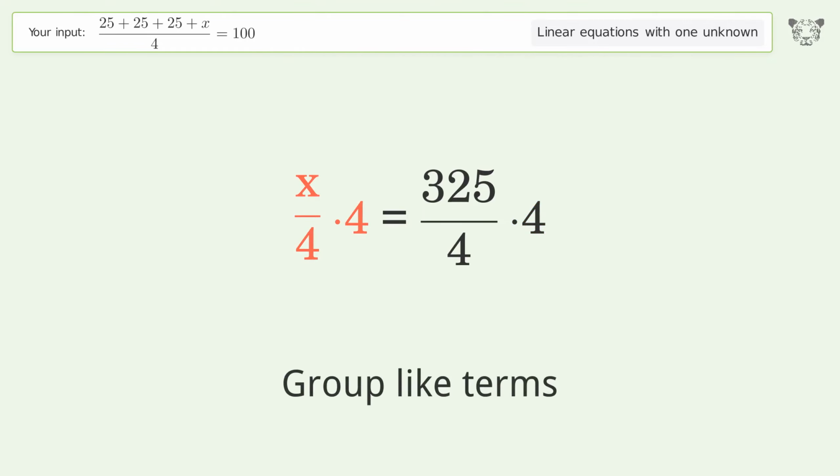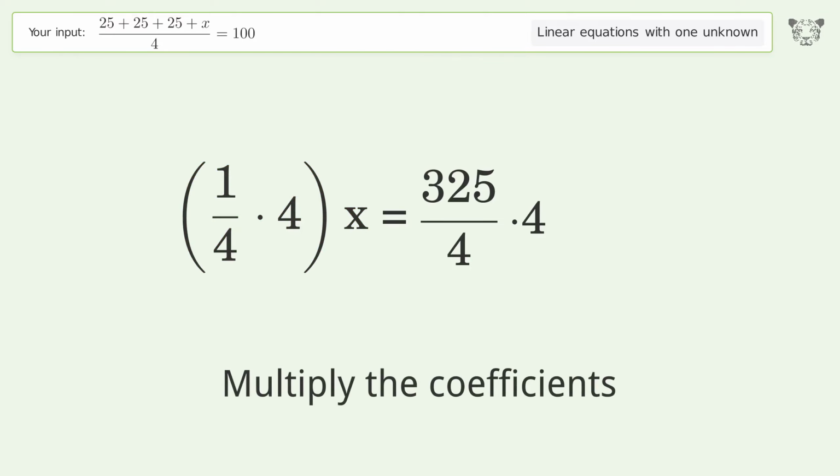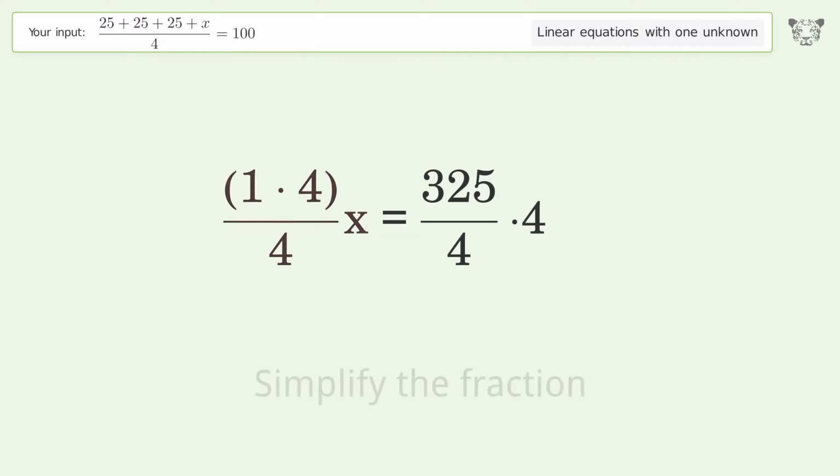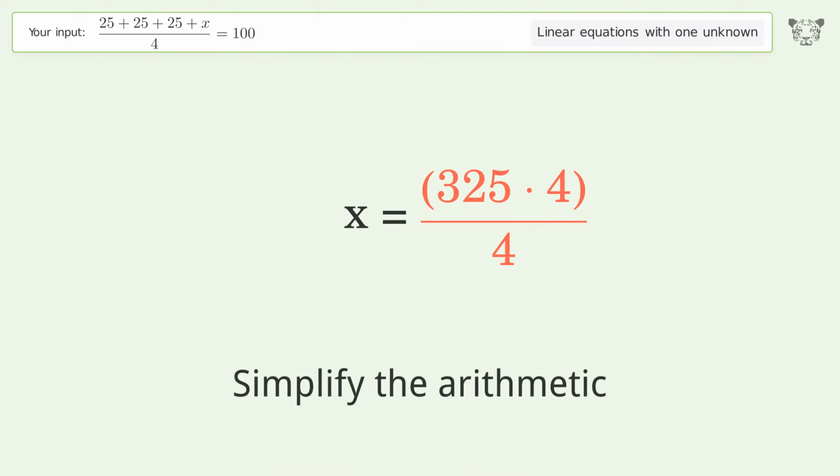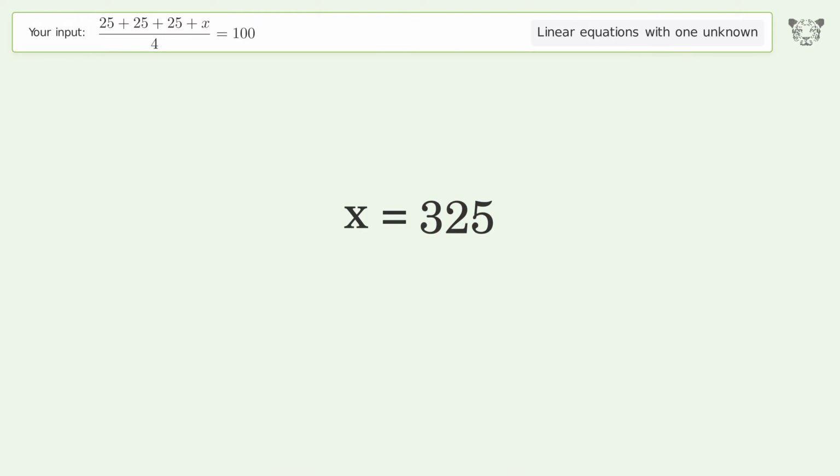Group like terms. Multiply the coefficients. Simplify the fraction. Multiply the fractions. Simplify the arithmetic. And so the final result is x equals 325.